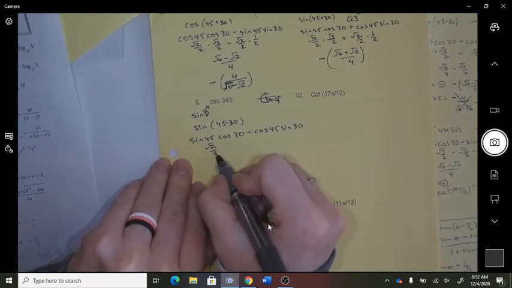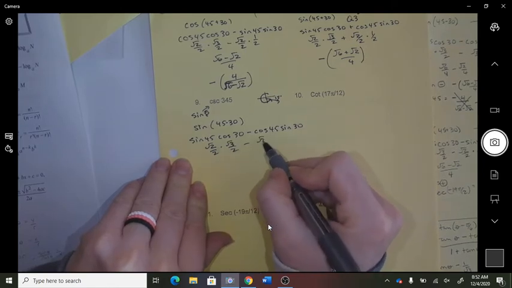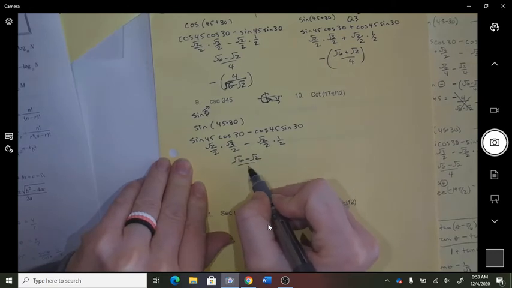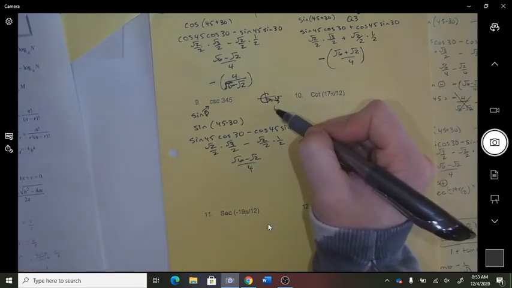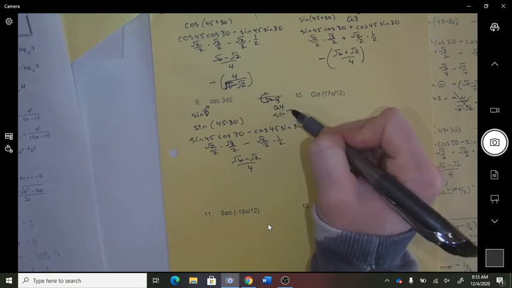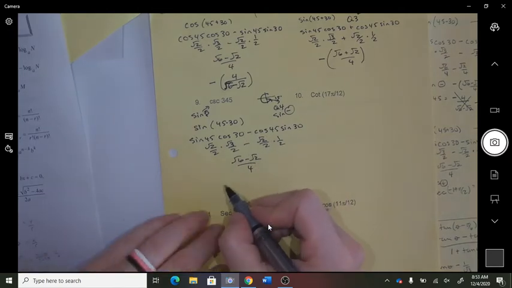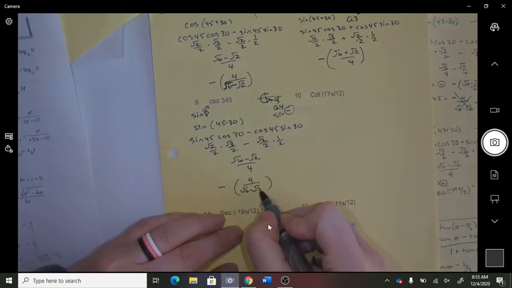Okay, so we're going to remember these values by the end of this. So root 6 minus root 2 over 4. And this is quadrant 4. So sine is negative here. And we still have to flip. So I'm going to negate and I'm going to flip.